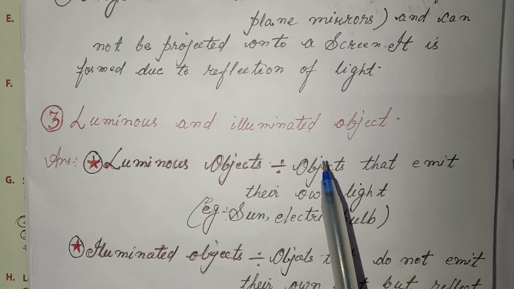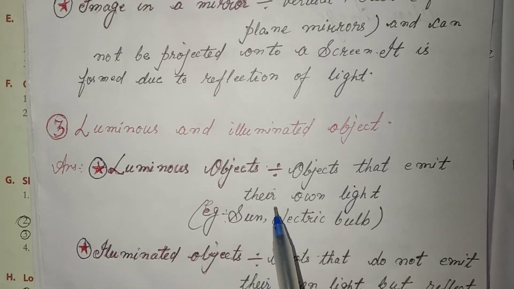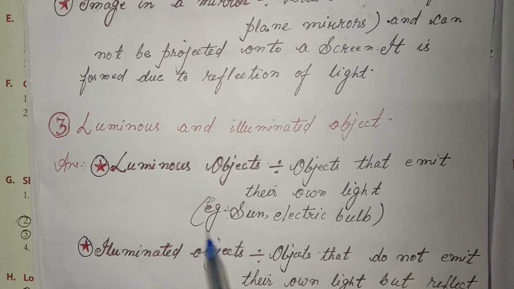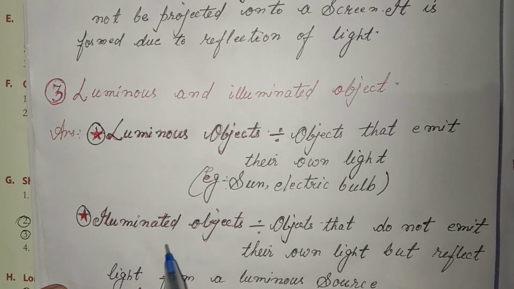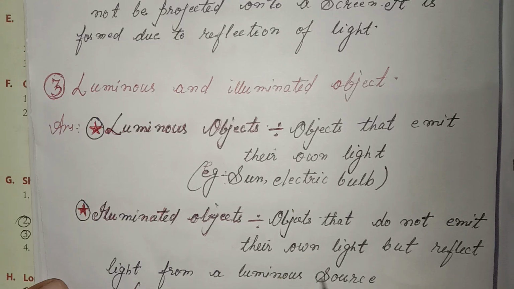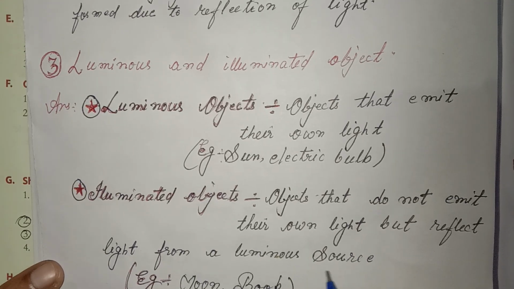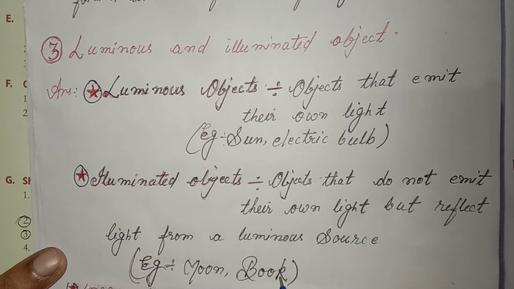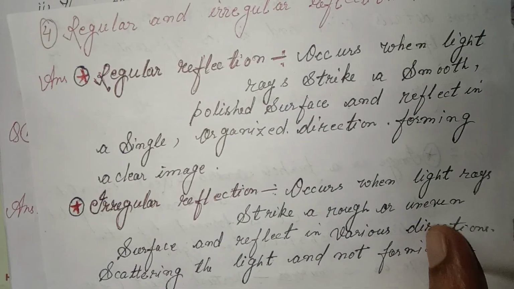luminous and illuminated objects. Luminous objects emit their own light. Example: sun, electric bulb. Illuminated objects do not emit their own light but reflect light from a luminous source. Example: moon, book. Then number 4, the last question.